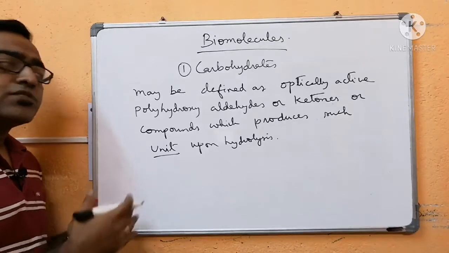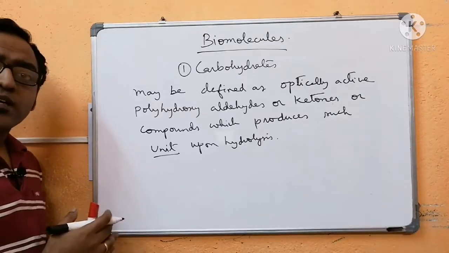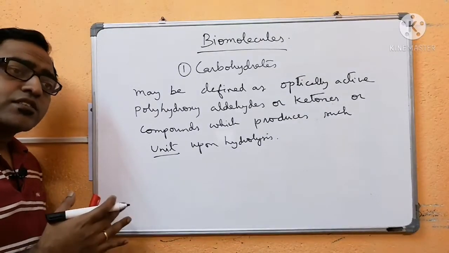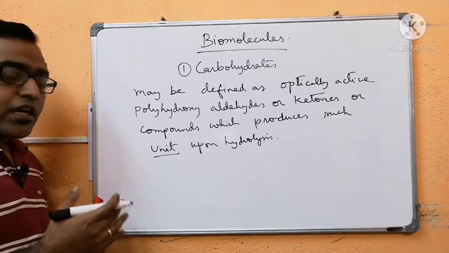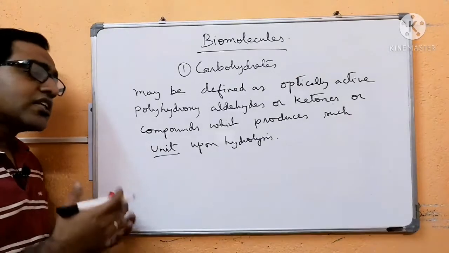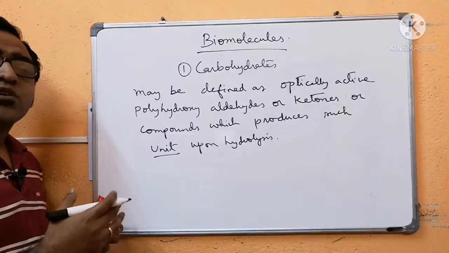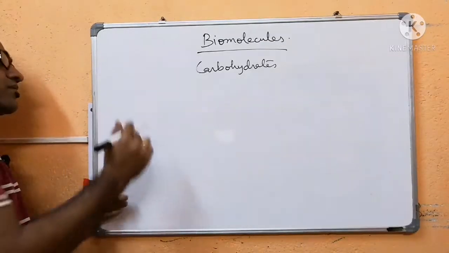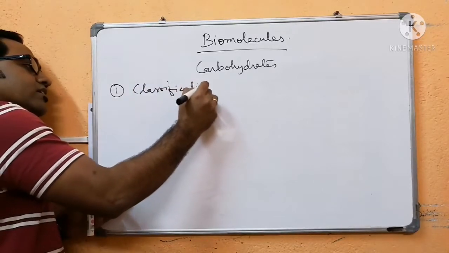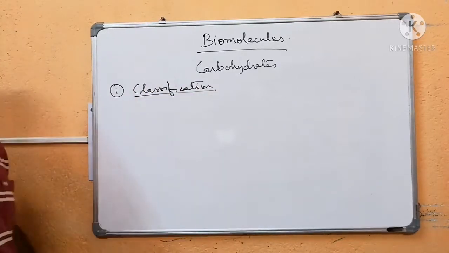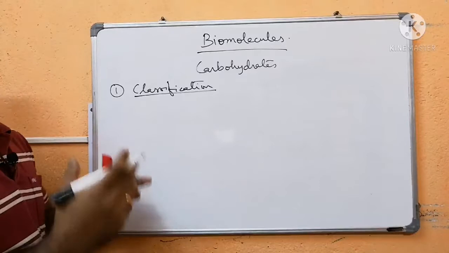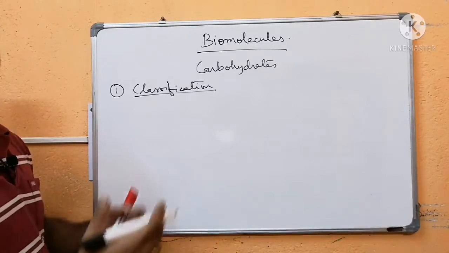Next we will move on to the classification of carbohydrates. Before that, let me tell you, there are certain carbohydrates which are sweet in taste and hence we call them sugar. In Greek, sugar is named as saccharide. So these carbohydrates are classified on the basis of the number of simple saccharide units. This is our first classification: classification based on the number of simple polyhydroxyaldehydes or ketones that are obtained upon hydrolysis.